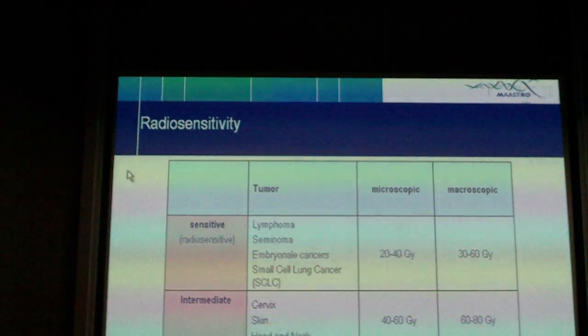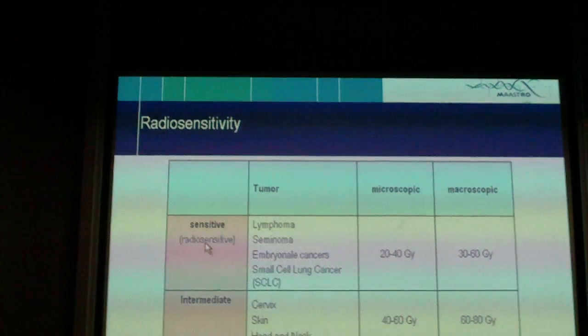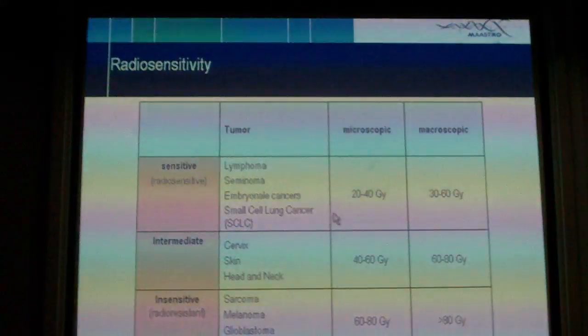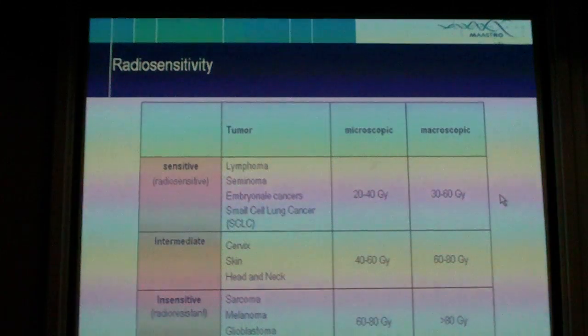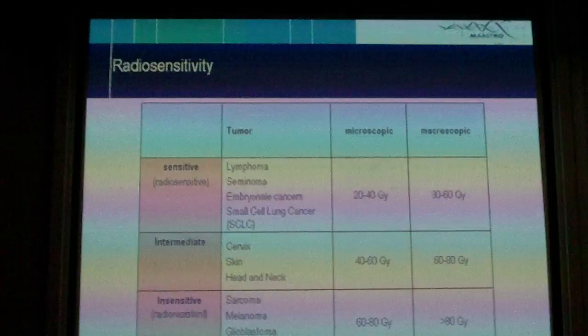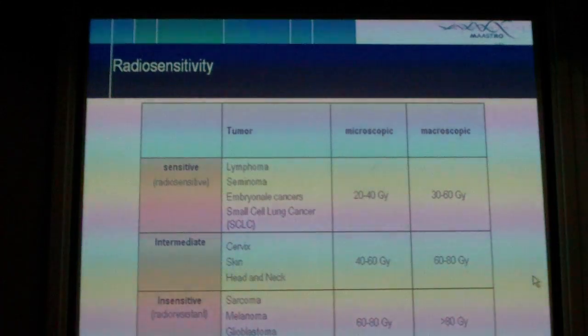And the last R is the one from radiosensitivity. This is an intrinsic characteristic of tumor cells, which can be very radiosensitive. So these are like lymphomas, seminomas, embryonal cancer, small cell lung cancer. So this means that you have to give a low dose to get rid of your tumor. You can also have very insensitive or radioresistant tumors like sarcomas, glioblastomas or brain tumors, kidney cancer, in which the dose is doubled compared to sensitive tumors in an attempt to cure the cancer.